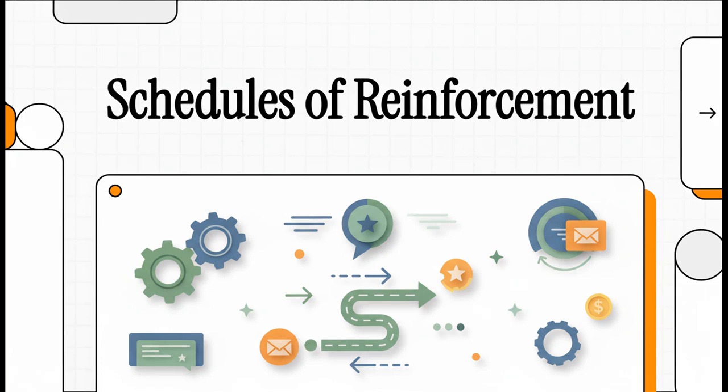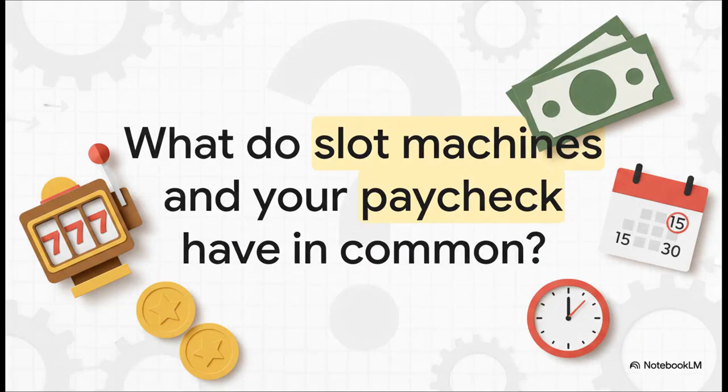Today, we're going to dive into a really foundational concept in behavior analysis, simple schedules of reinforcement. These are basically the hidden rules that determine when our actions get rewarded, and because of that, how our behavior gets shaped over time. So, to get us started, here's a question for you.